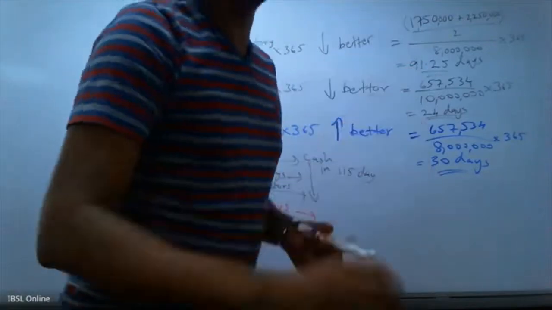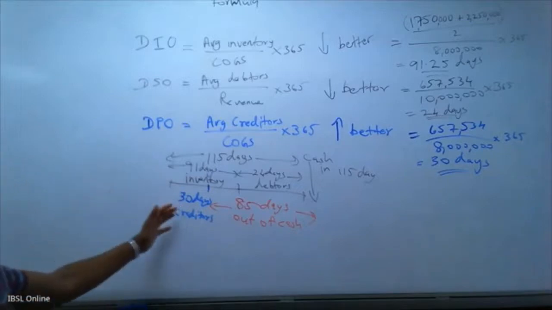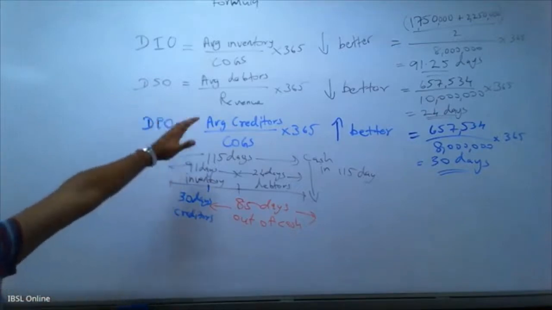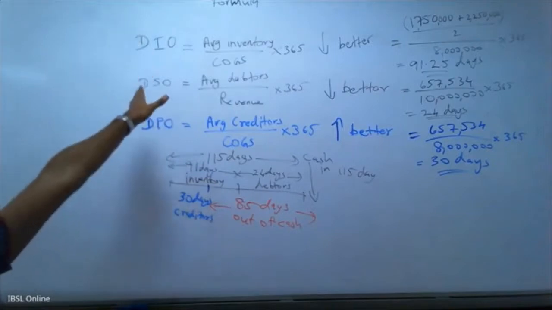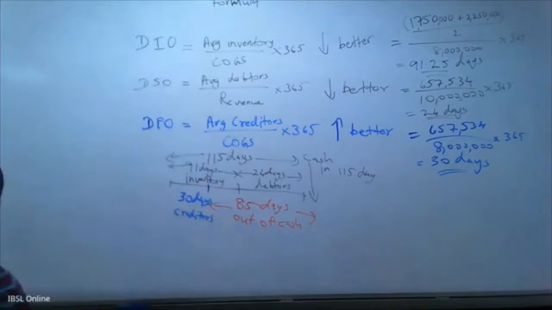If you know that, then you should strategize on how to bridge the gap. What are you going to do during that 85 days? How are you going to fund this? Are you going for a bank overdraft? Are you going to negotiate with your suppliers? Are you going to negotiate with the customers? Or are you going to try and cut down on your inventories? Why are you holding so much inventory? So all these things need to be looked at. Clear?